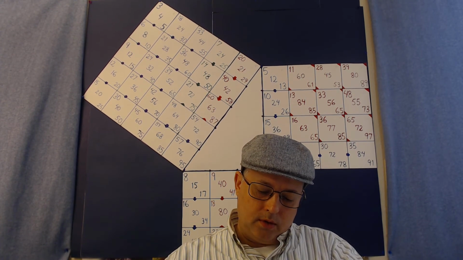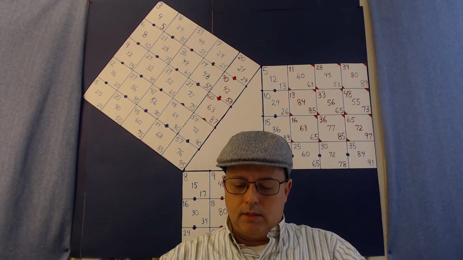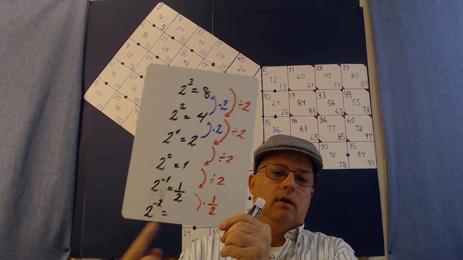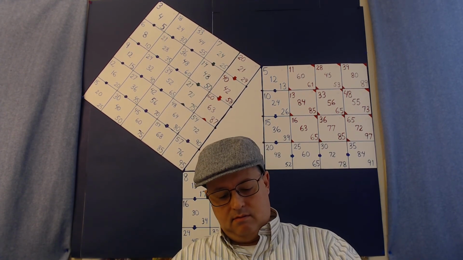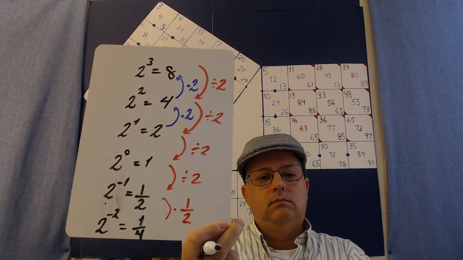All right? And then if we have 2 to the negative 2, well, let's divide by 2 again. And isn't dividing by 2 the same as taking a half? Dividing by 2 is the same as taking a half. And so half of a half is a fourth. A fourth. Okay. All right. And so do you know what 2 to the negative 3 is?